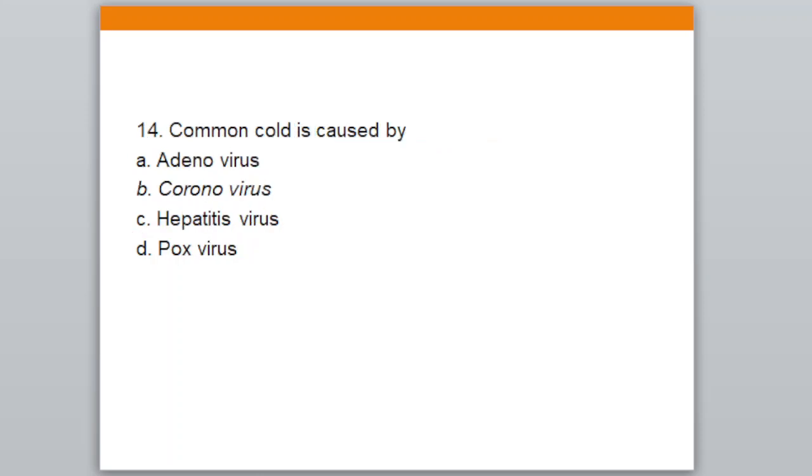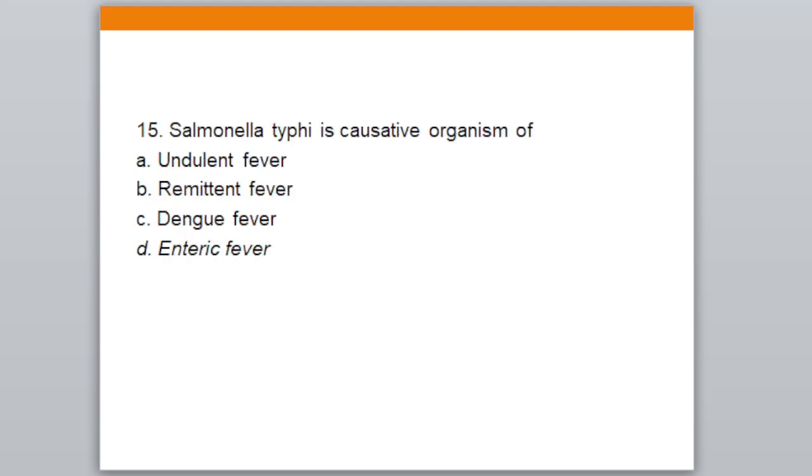Question 14. Common cold is caused by A. adenovirus, B. coronavirus, C. hepatitis virus, D. pox virus. The correct answer is option B, coronavirus. Question 15. Salmonella typhi is causative organism of A. undulant fever, B. remnant fever, C. dengue fever, D. enteric fever. Your correct answer is option D, enteric fever.